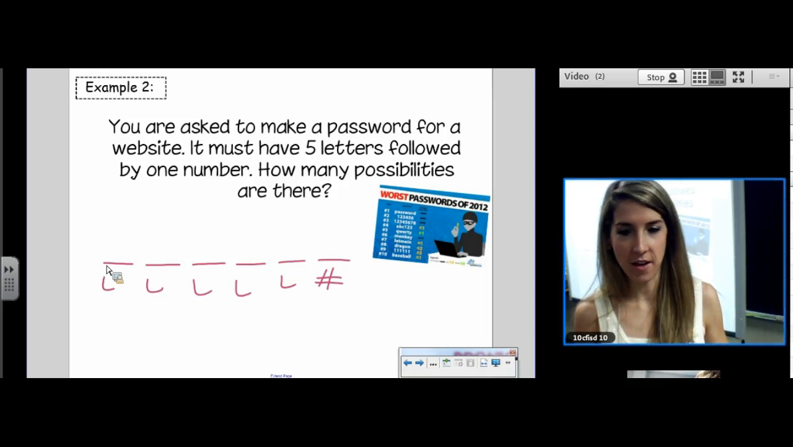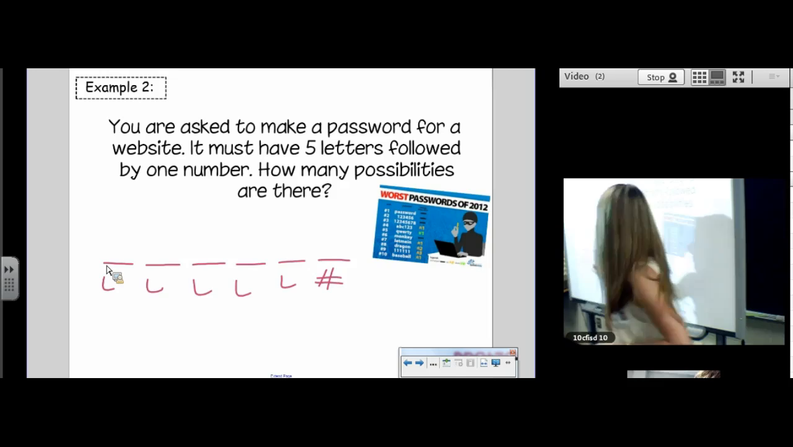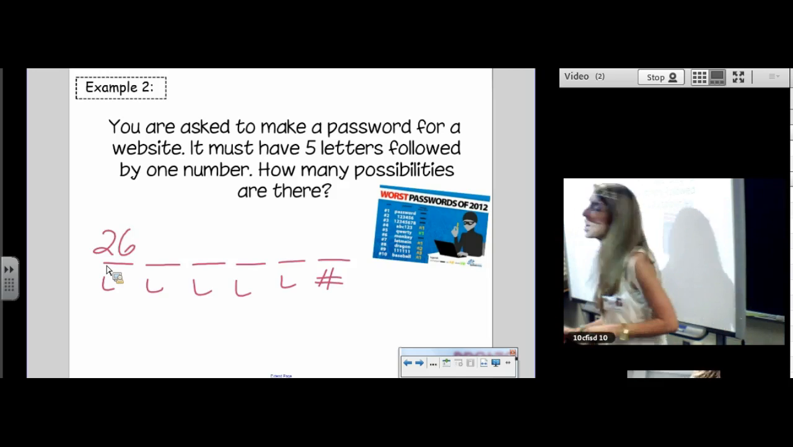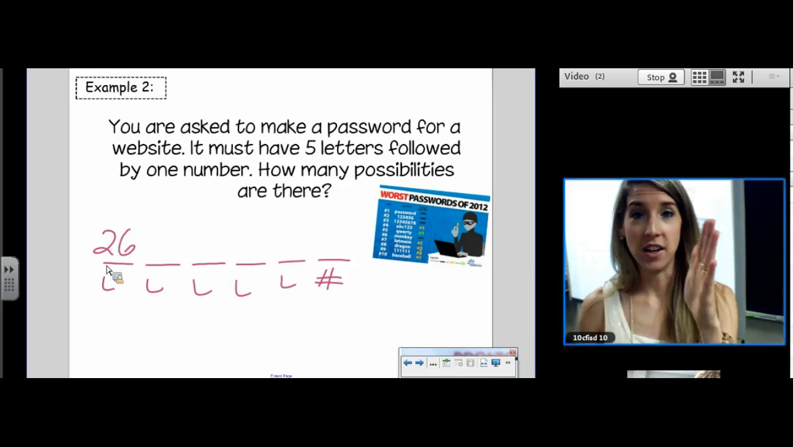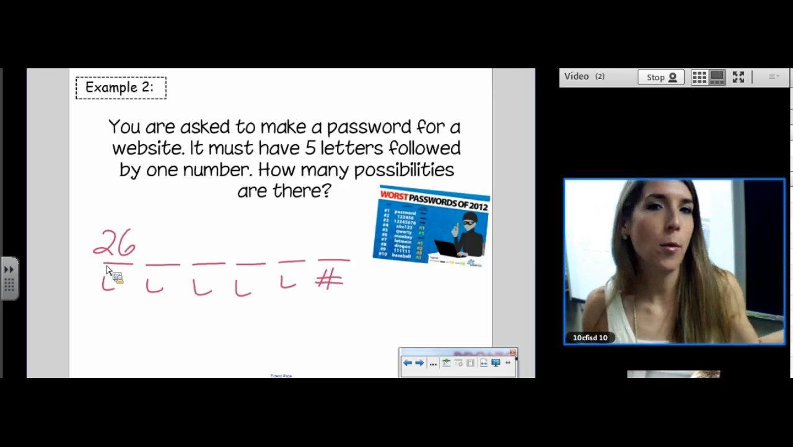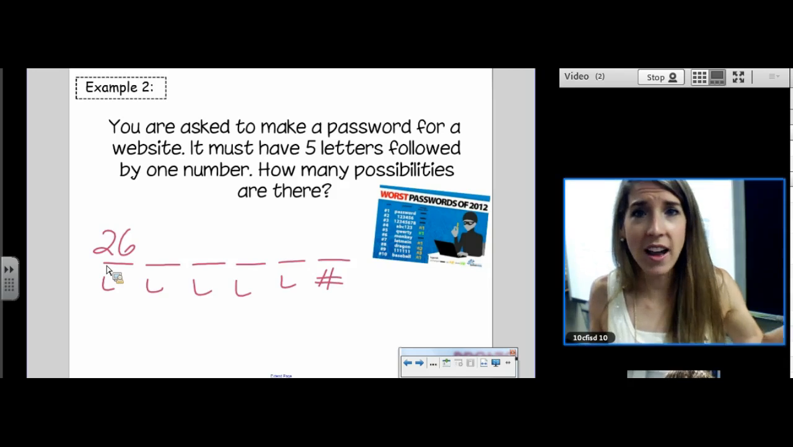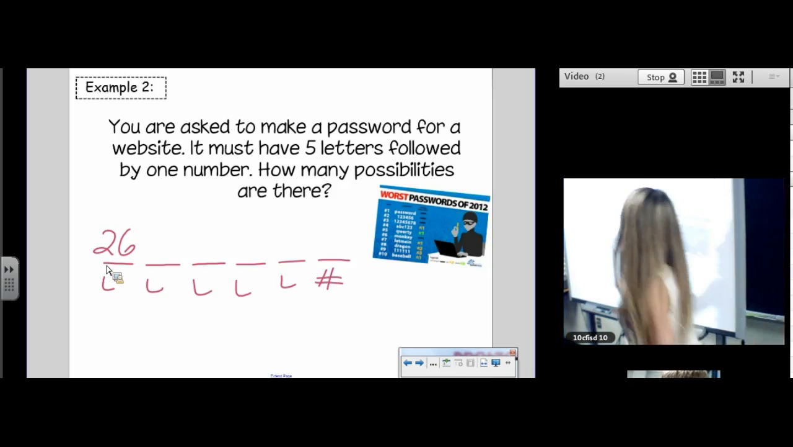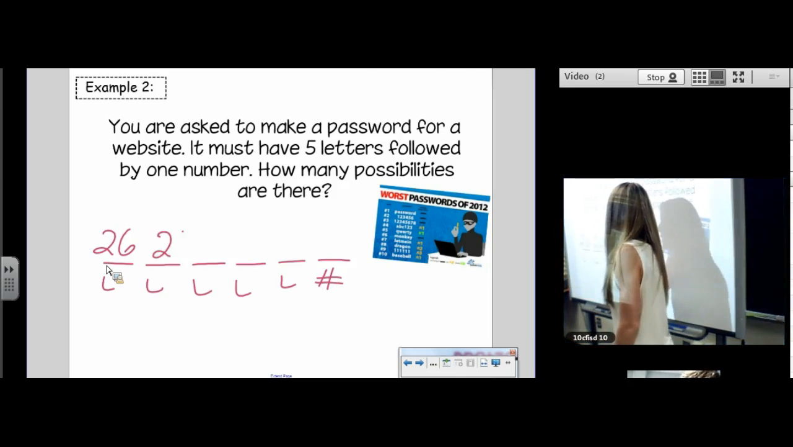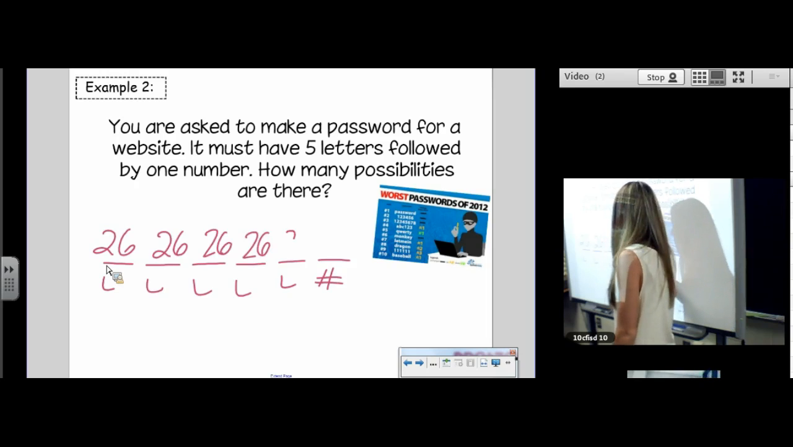How many letters are there in the alphabet? So you have 26 options for your first letter. Did it say anything about how we can't repeat letters? Could I put the same letter 5 times? Why not? Absolutely you could. So in this slot, you have 26 choices, 26 choices, 26 choices, 26 choices.